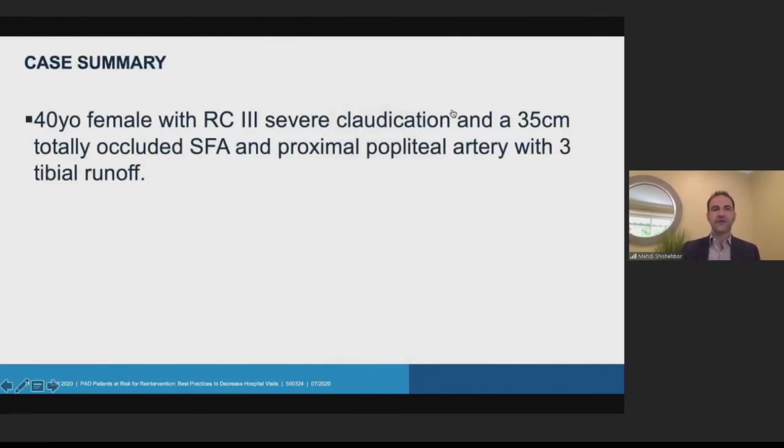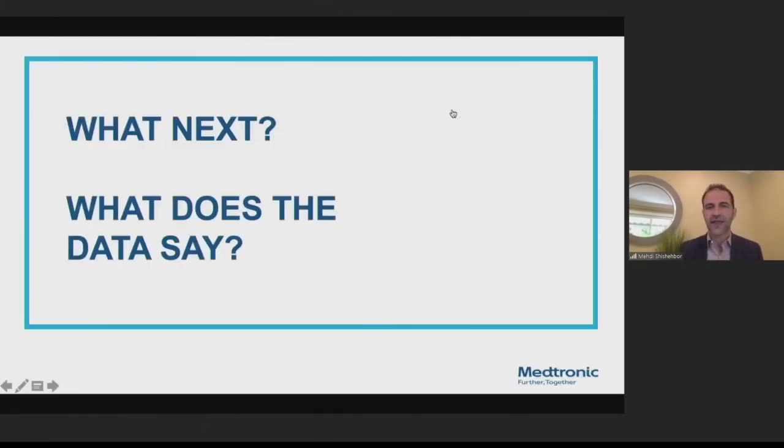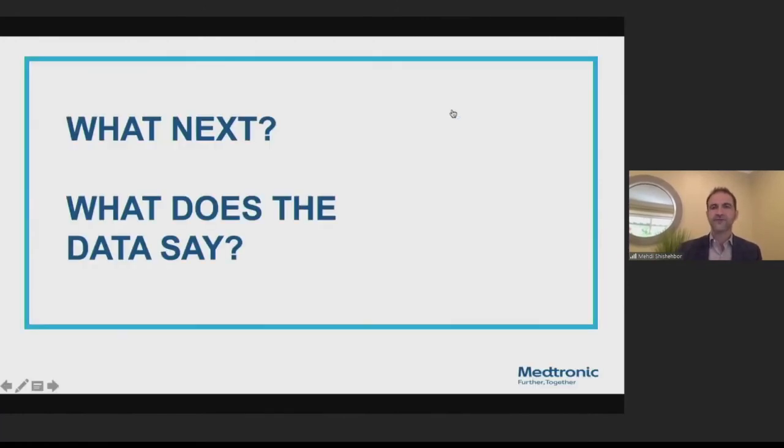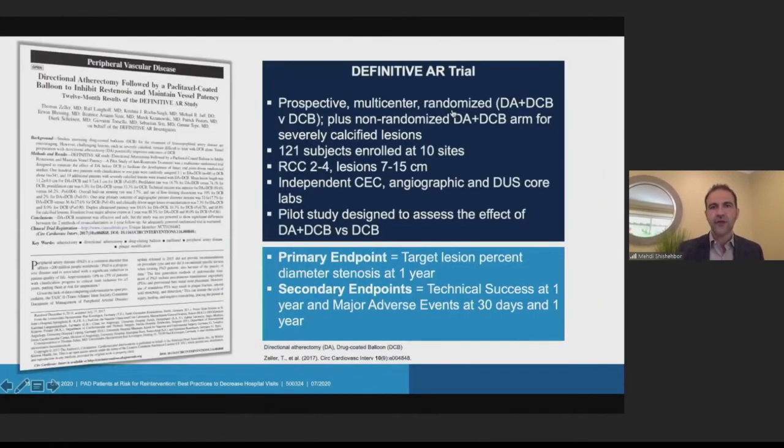So in summary, we have a 40-year-old female with Rutherford class 3 severe claudication, and a 35 to 40 centimeter total occlusion of the SFA and the proximal popliteal artery with 3-vessel runoff. So how should we approach this lesion, at least from an endovascular approach? In my view, there are many approaches, but this is the one that seems to me the most ideal.